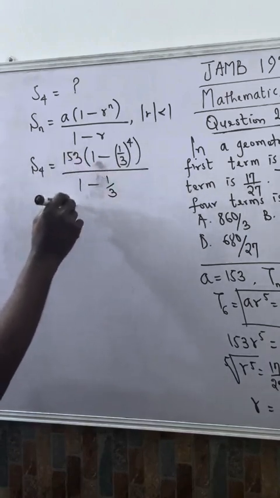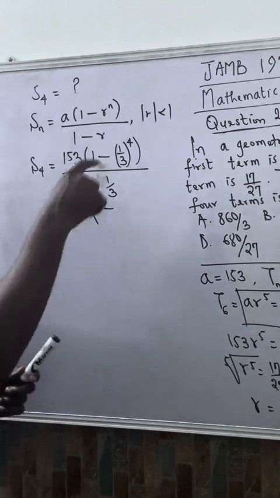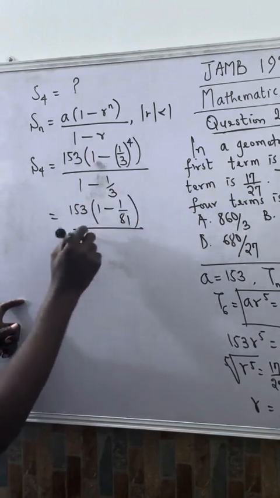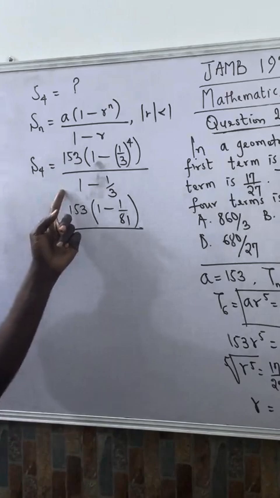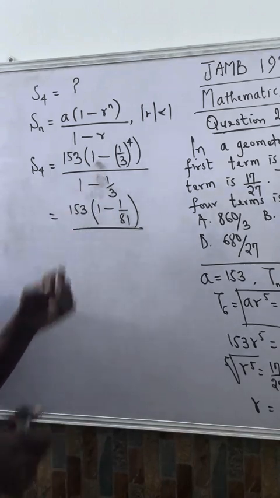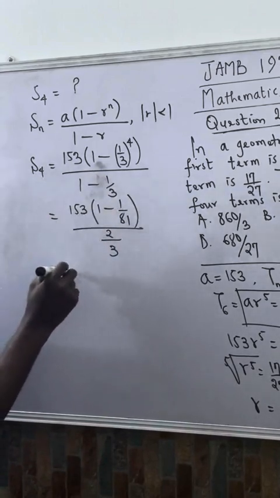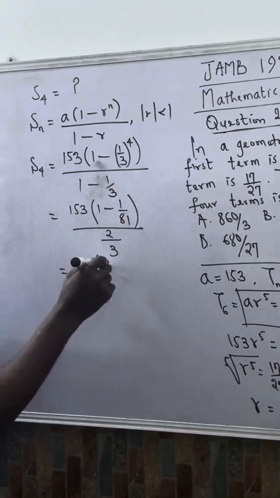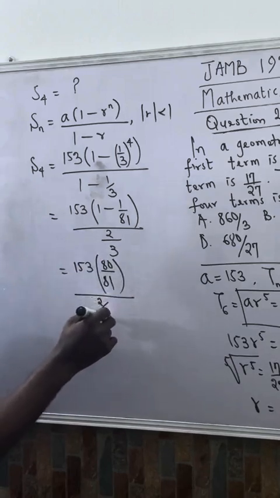So from here now, I will have 153, bracket 1 minus 1 over 3 raised to power 4. That is 1 raised to 4 is 1, 3 raised to 4 is 81. Everything divided by 1 minus 1 over 3. So if you are subtracting a fraction from 1, I mean a proper fraction, just do 3 minus 1. That will give you 2. Then divide over 3. So the same thing can be done above here. This is 153, bracket, just do 81 minus 1. That will give me 80 all over 81. All divided by 2 over 3.